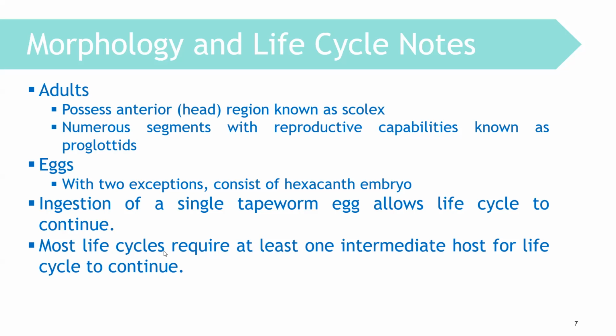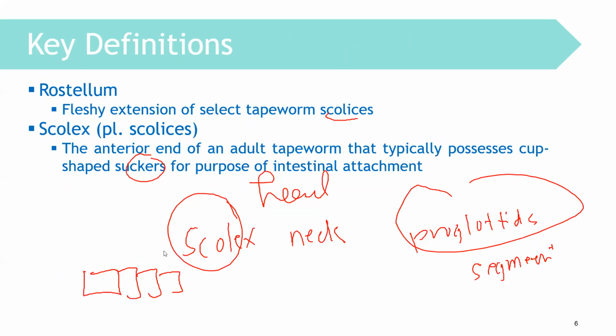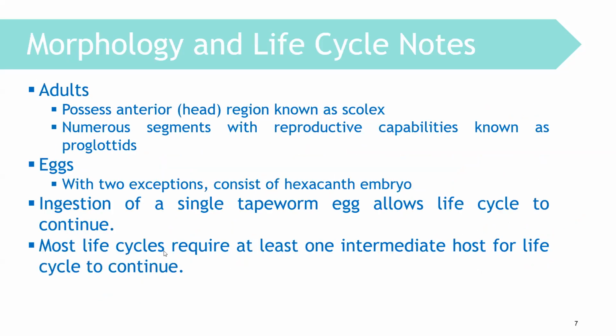By the way, before I forget, let me go back to what I said earlier. We have the scolex, the neck, and the proglottids. We also have what we call the strobila. The strobila is the body. Proglottids are the segments, and when we say strobila, that's the body of the cestodes.